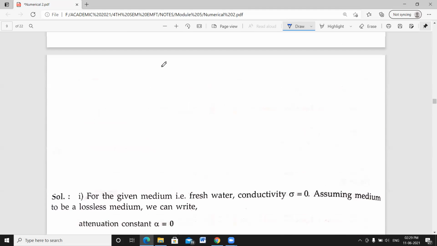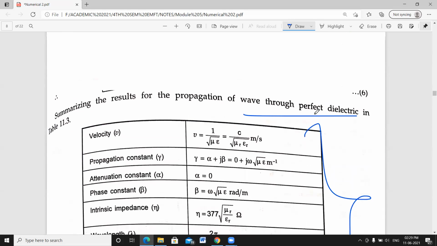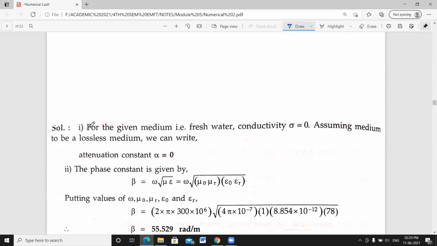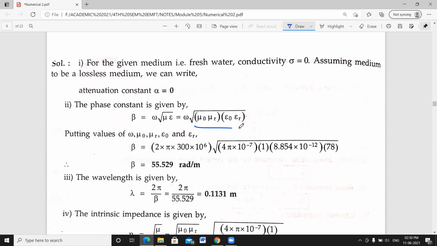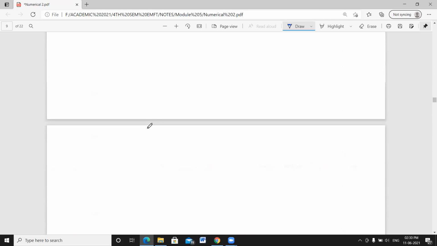First, because this is water, it is a perfect dielectric. Therefore, for the given medium, fresh water, the conductivity is 0 only. Therefore, assuming the medium to be a lossless medium, we can write that attenuation is 0, that is α equals 0. The phase constant is given by β equals ω square root of με. That is nothing but ω square root of μ0 μr ε0 εr. Then substituting for the values of all. Therefore, what is ω?